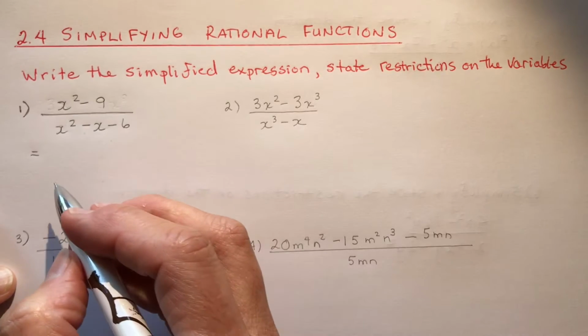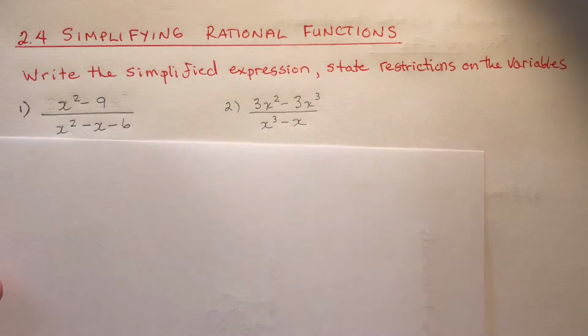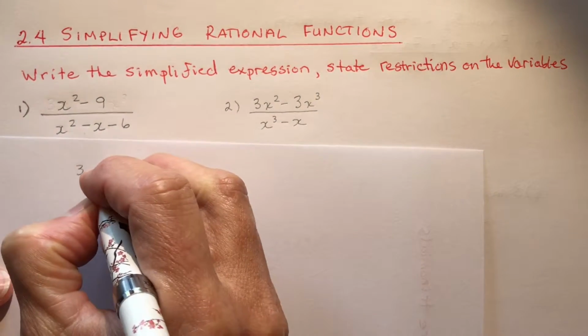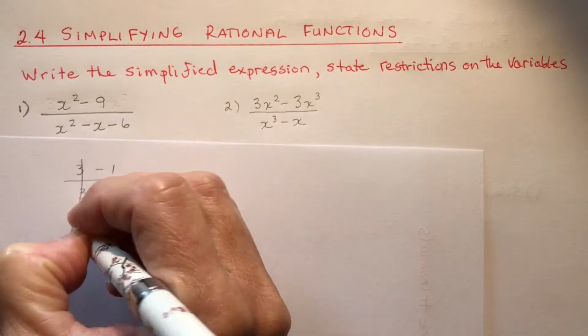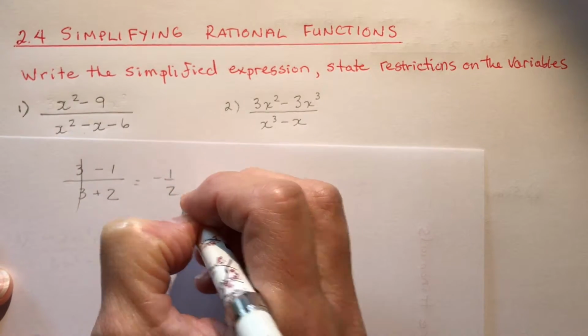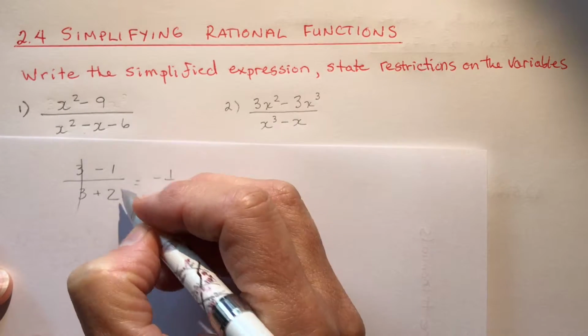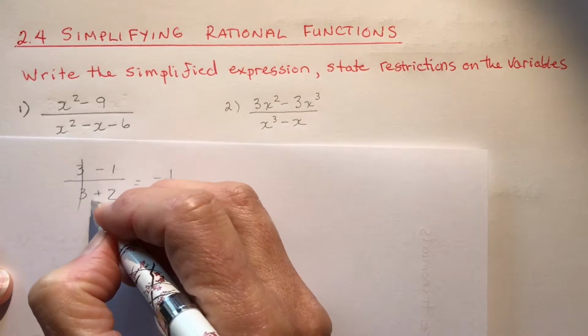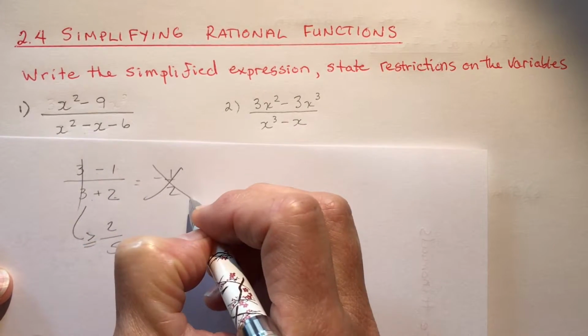That would be like me saying, let me just get a scrap piece of paper here for a second to show you. It would be like me saying, oh, if I had 3 minus 1 over 3 plus 2, that would be equal to minus a half. Well, yeah, that's not true, is it? You know that 3 minus 1 would be 2, and 3 plus 2 is 5. It's equal to 2/5, not this.